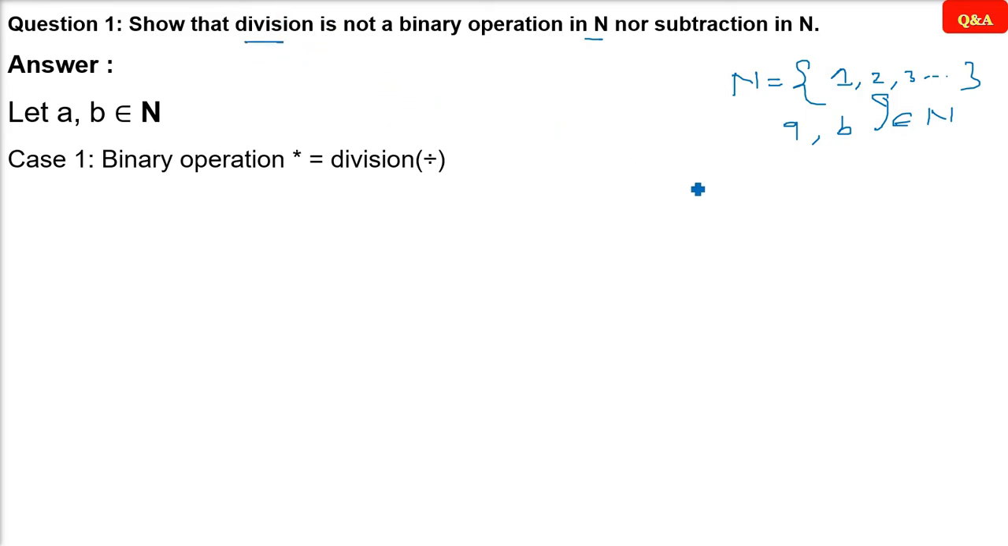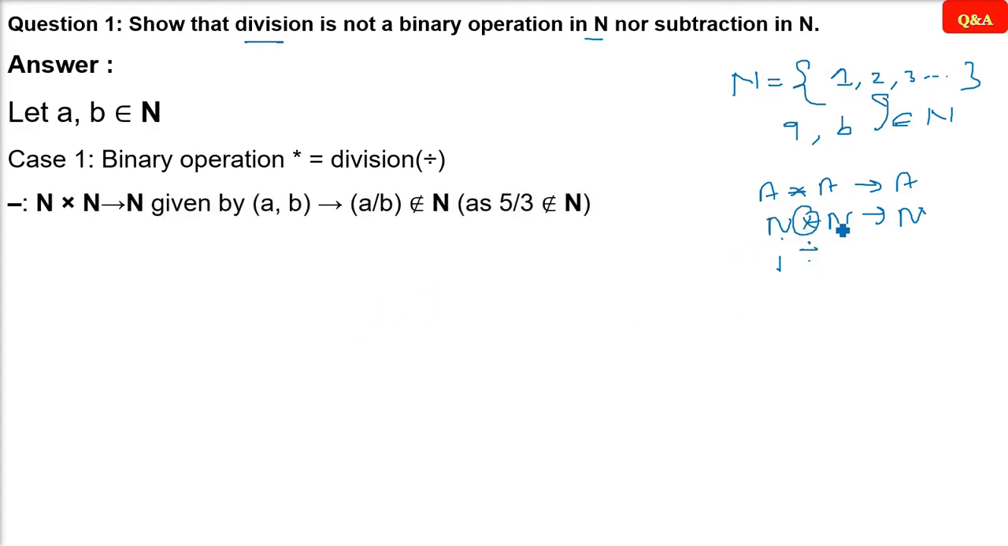So first we'll take division. So a star b should give you an element of N, that is N cross N should give you N. One value we are taking from the natural numbers, the other also from the natural numbers, and the third has to belong to the natural numbers. We are going to check it. So when we take division, it may not be possible.